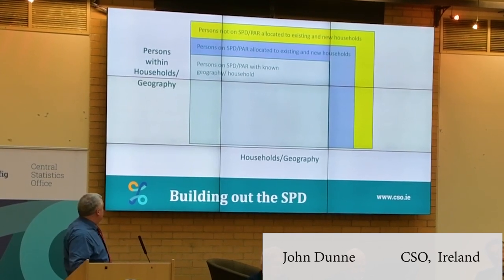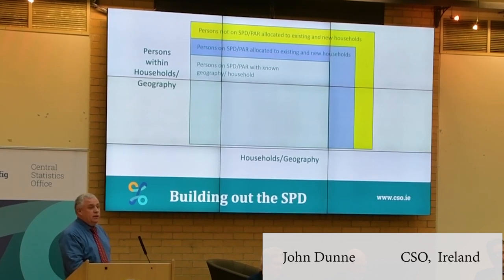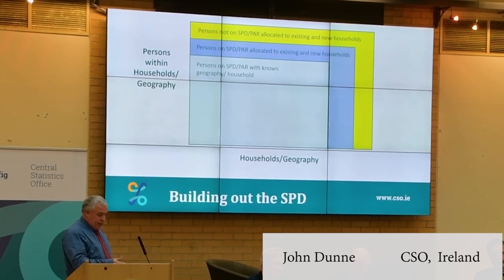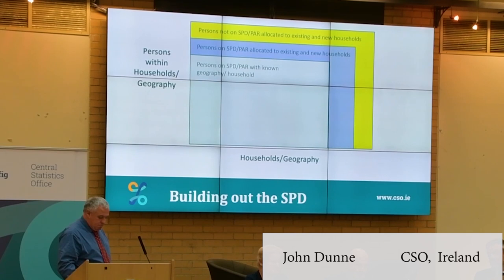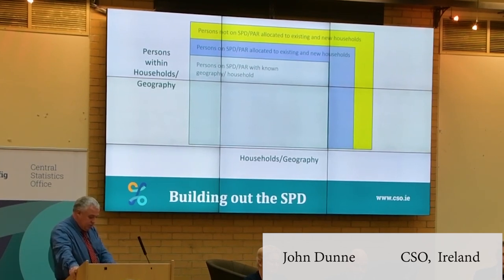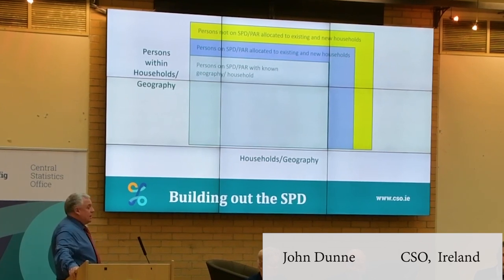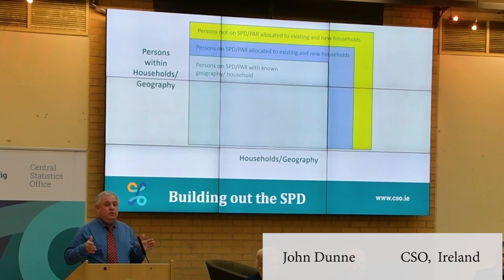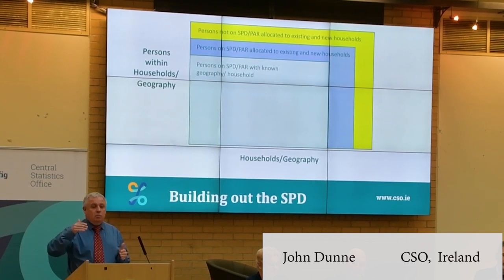And then finally, for those persons that are not on the SPD, we need to try and assign households and geography to them, what type of household they're from and what geography they're coming from. That then becomes the basis of our statistical population data set for the whole population, from which we build out attributes based on the different administrative data sets.